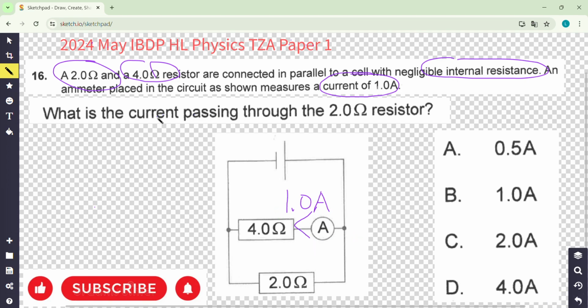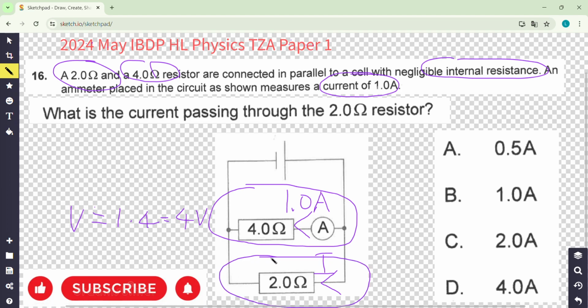So here we are asked what's the current passing through the 2 ohm resistor. Mark it as I. By this visualization, you will know the question is about a parallel circuit, which should have the same voltage. So first of all, find this voltage, V equals IR. So 1 times 4, 4V. And then remember, in parallel circuits, the parallel component down there is also 4V. So V equals IR, 4 equals 2 times I.